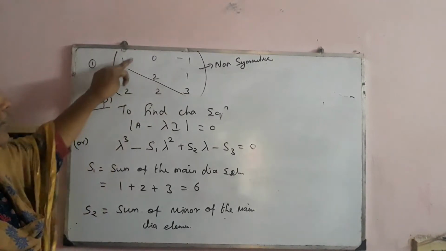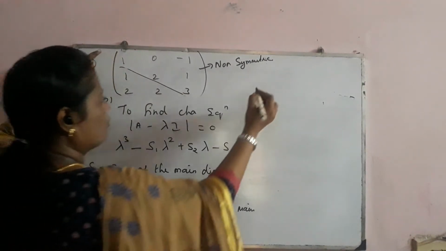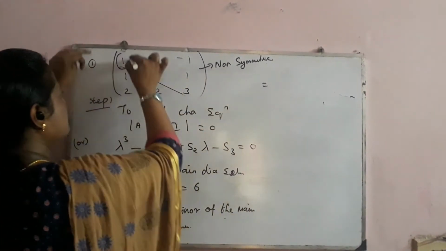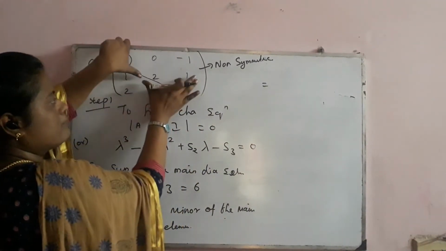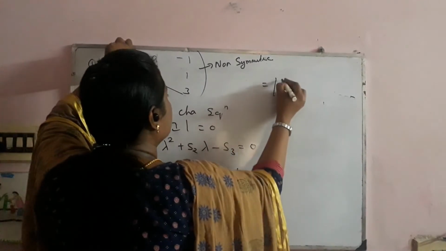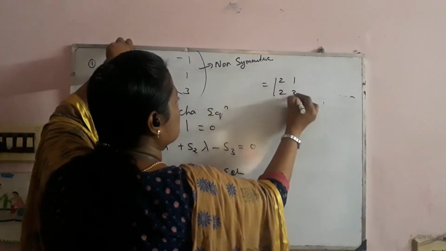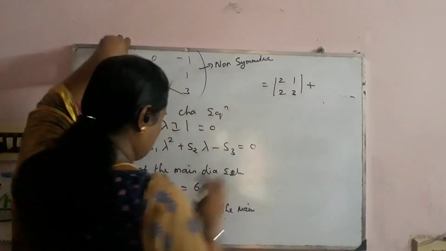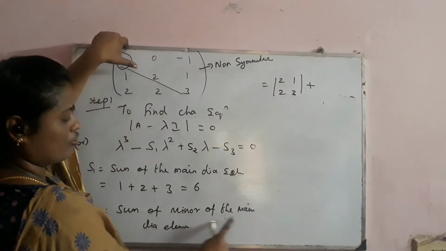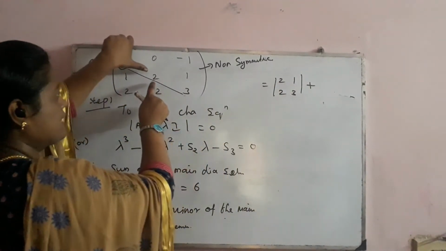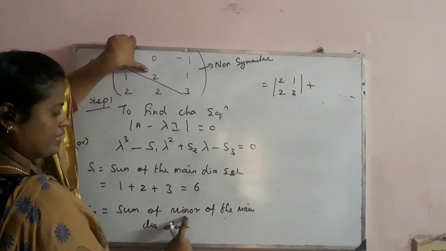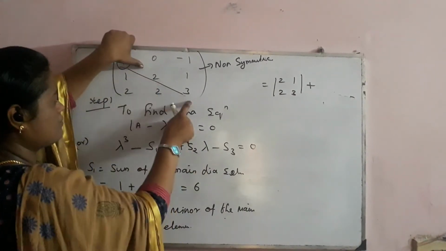So first you have to find out the minor of 1. The minor of 1 is: leave the corresponding column, leave the corresponding row, and the remaining would be the minor. So that is 2, 1, 2, 3. Next, plus. This is the sum of the minors of the main diagonal. So this is the main diagonal.